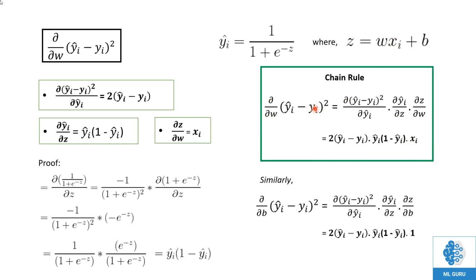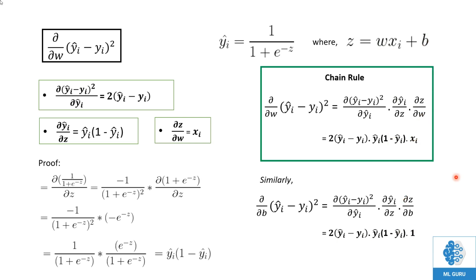Now for calculating the partial derivative of the same thing with respect to b, the only difference in this chain rule is the last term. As you can see, we have to calculate the partial derivative of z with respect to b instead of w here, and these two terms are same, so we copy these two things as it is here. Now we have to calculate the partial derivative of z with respect to b. This term becomes 0 because it is constant when you calculate it with respect to b, and the partial derivative of b with respect to b is 1. So instead of x_i you get 1, and the rest of the things are same.